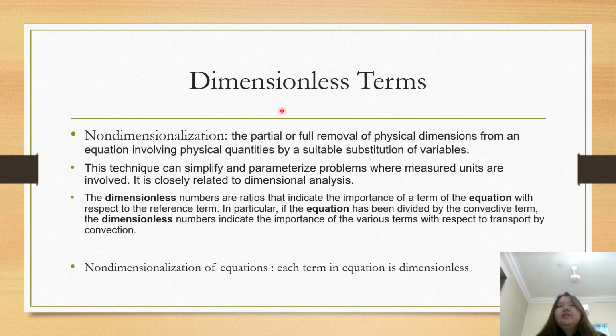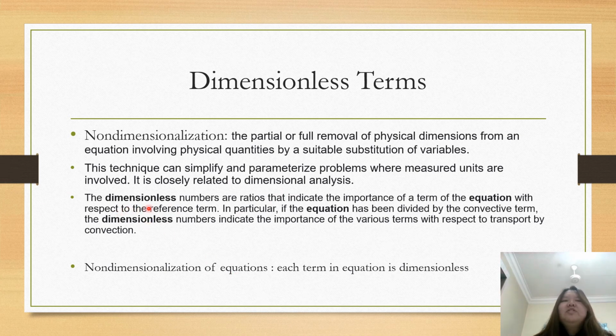Now let's proceed to dimensional terms. The first term we have to know is non-dimensionalization. The definition is the partial or full removal of physical dimensions from an equation involving physical quantities by a suitable substitution of variables. This technique can simplify and parameterize problems where measure units are involved. It's closely related to dimensional analysis actually.